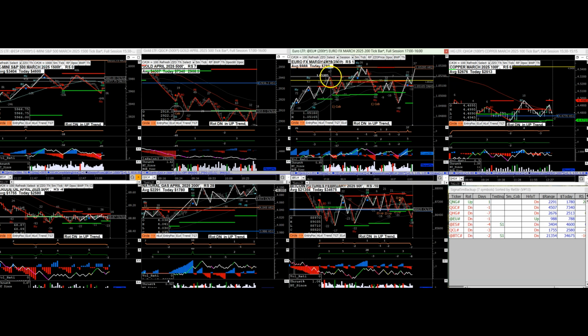In the euro, this was the initial selling. Didn't exactly have a good pullback. Actually, it's not a bad pullback, but it did an upthrust, and there's strength in this market.